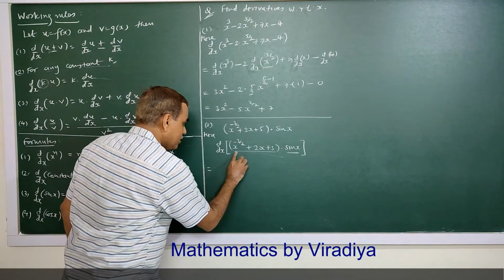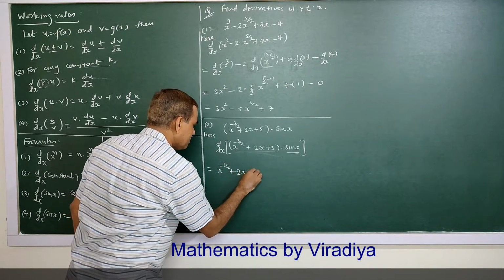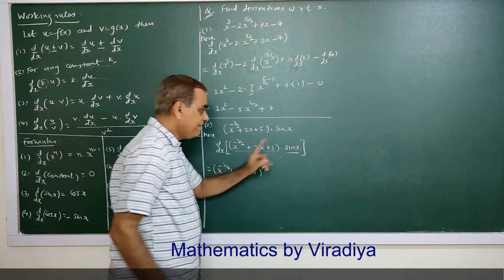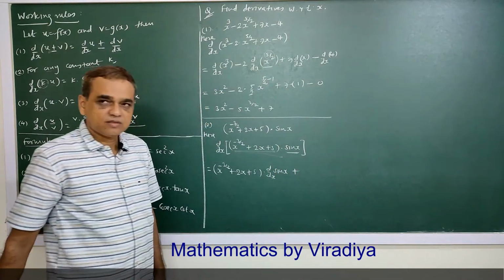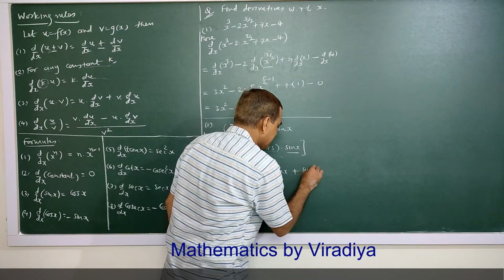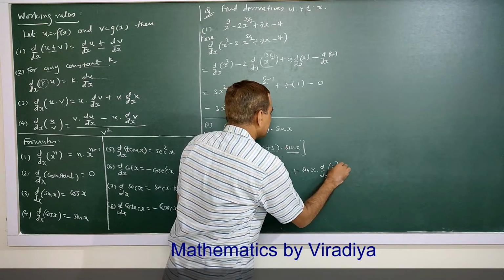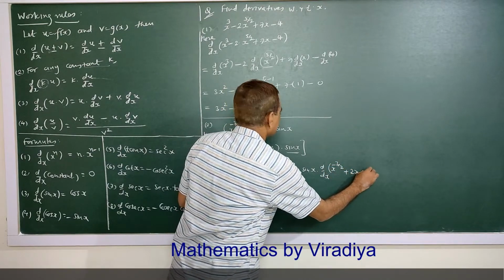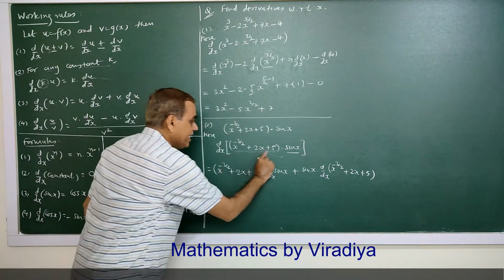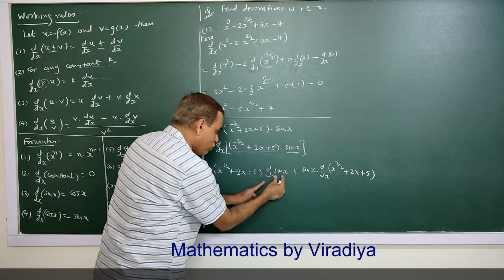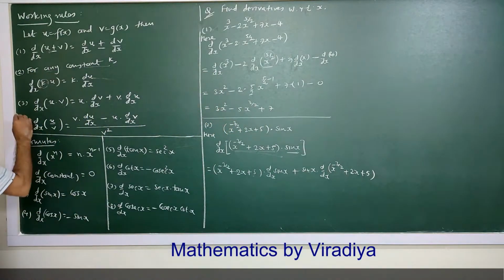So here this is u. U as it is, derivative of v, plus v as it is, derivative of u. Derivative of u into v is u as it is, derivative of v, plus v as it is, derivative of u. So that is the application of this working rule.